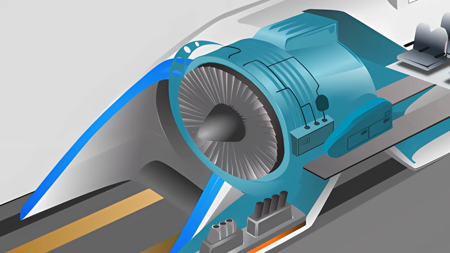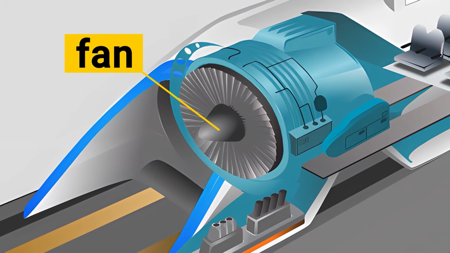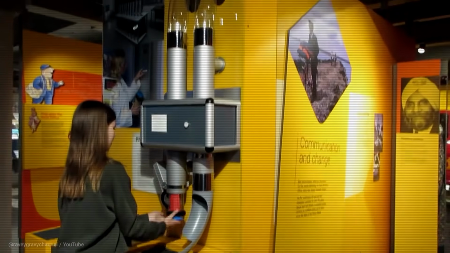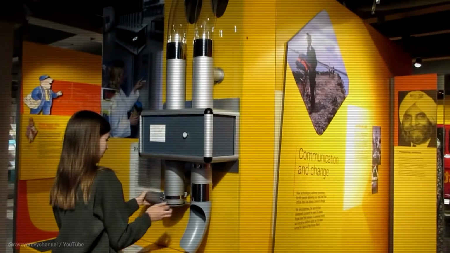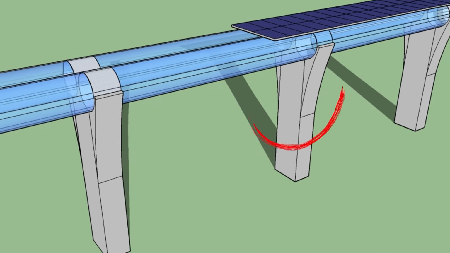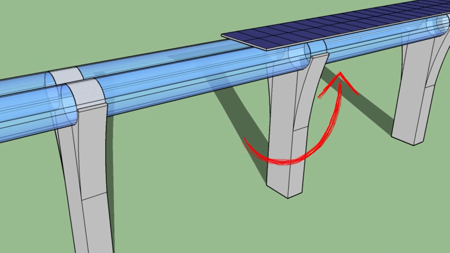And here's a neat trick. A fan on the front of the capsule will push any incoming air underneath it. It's kind of like how pneumatic mail works, where parcels zoom through pipes thanks to air pressure. Solar panels on the tube's roof will help power this whole thing.